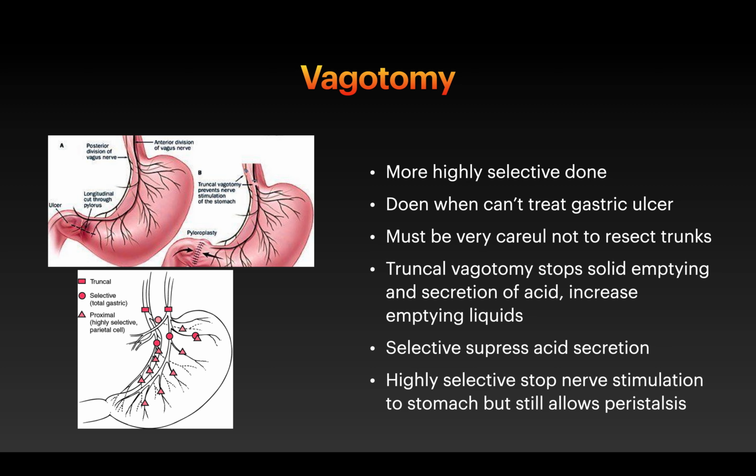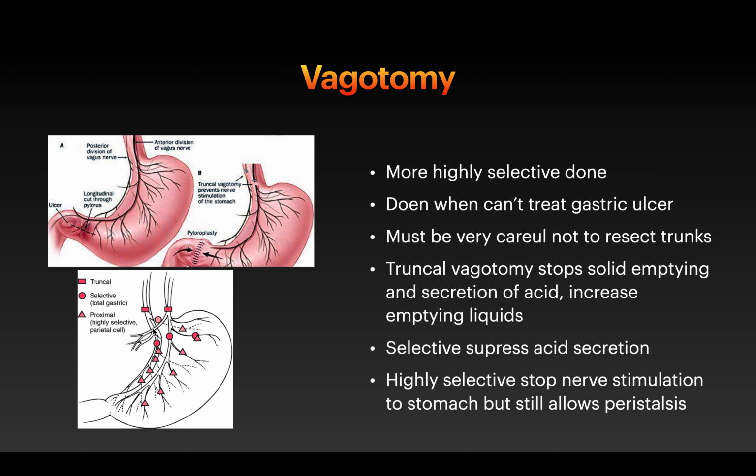There are several cons to these procedures. In a truncal vagotomy, it stops the solid emptying and the secretion of acid. So it's going to slow down the emptying and secretion of acid, and food is going to sit in the stomach longer. Of course, you're going to feel full slower, and it's going to increase the emptying of liquids, which is a bit problematic because then you're more susceptible to being dehydrated. This requires an extra stent or a drain in order for the solid food to drain out.